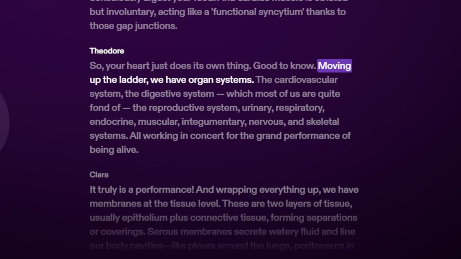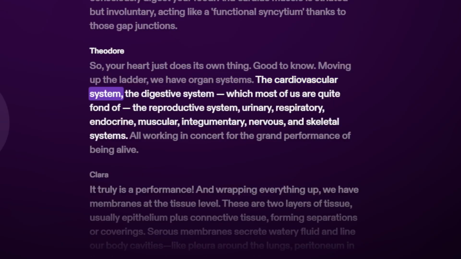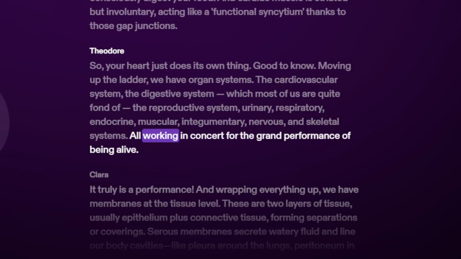Good to know. Moving up the ladder, we have organ systems. The cardiovascular system, the digestive system, which most of us are quite fond of, the reproductive system, urinary, respiratory, endocrine, muscular, integumentary, nervous, and skeletal systems, all working in concert for the grand performance of being alive. It truly is a performance.